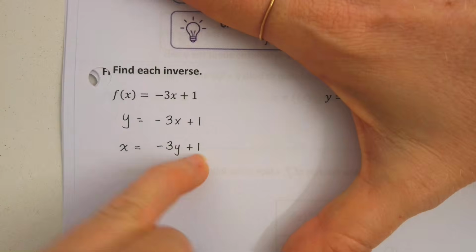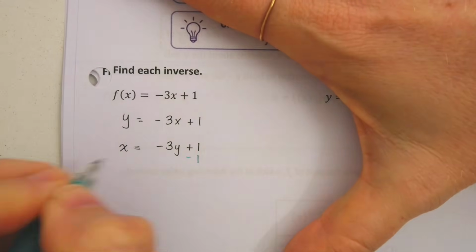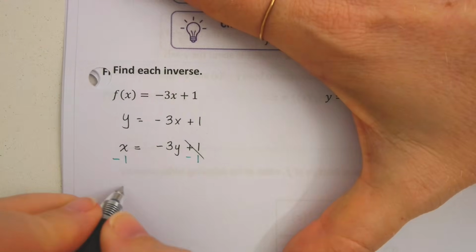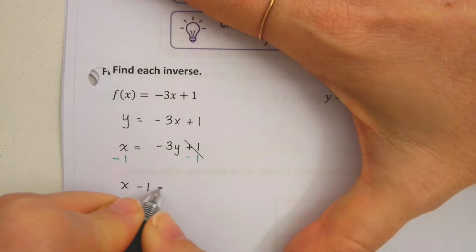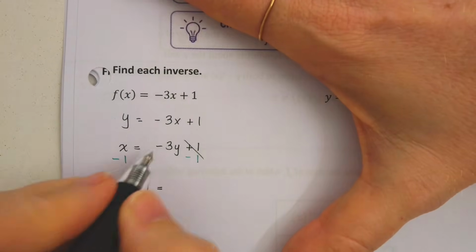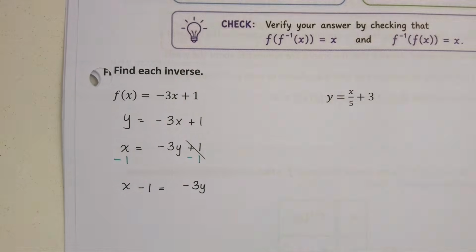So first thing I want to do is cancel the plus 1 by subtracting 1. Subtract 1, subtract 1. That gives me x minus 1 on the left, which are not like terms, so you can't really combine them together. You just write x minus 1. And on the right-hand side, you'll have negative 3y. And then there's 2 different methods you can use to cancel the negative 3. You can divide by negative 3, or you can also multiply by the reciprocal, which would be negative 1/3. It doesn't matter. They both work the same mathematically.